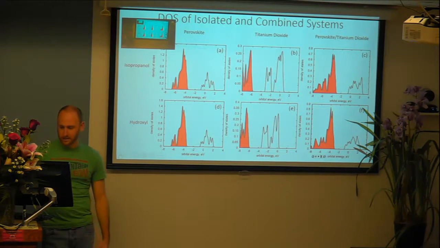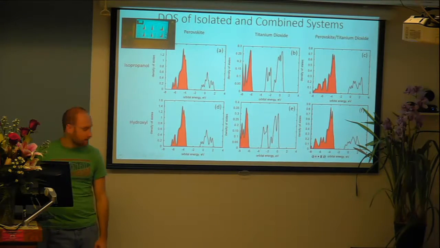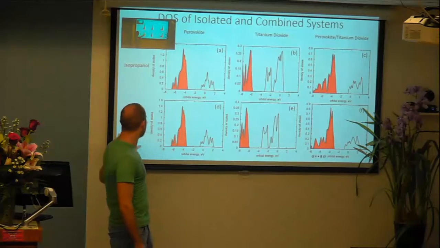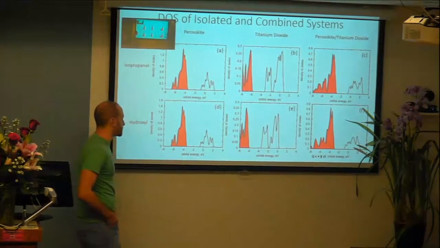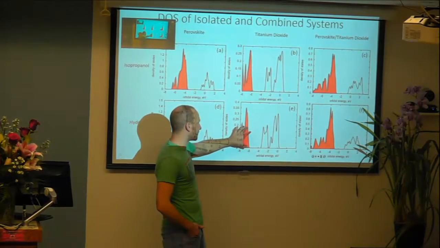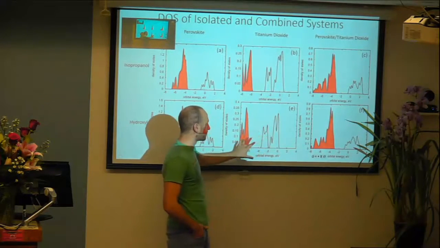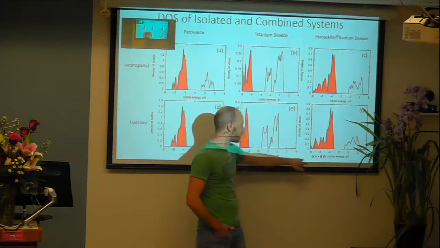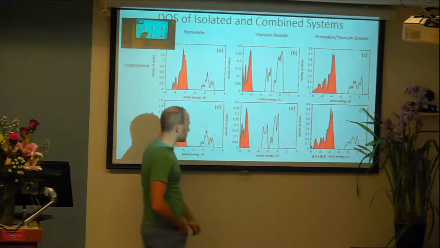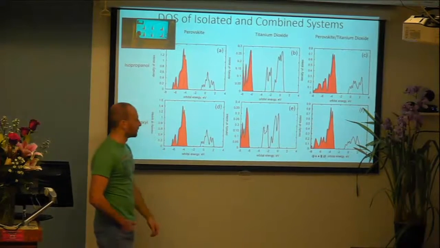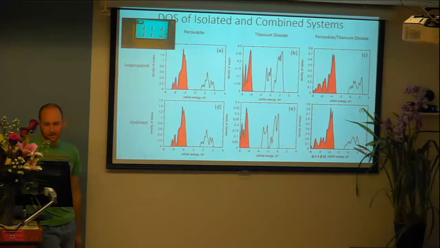These are some densities of states of the separated systems and then combined. These are all the isopropanol model, and these are all the hydroxyl model. The perovskite in both cases is essentially identical. There are some slight differences between the titanium dioxide, but largely they have the same structure. When you combine these systems, you get a different shape of the density of states. You end up losing a lot of these states from the titanium dioxide. It suggests that there is a significant interaction between the two when you put them close together.